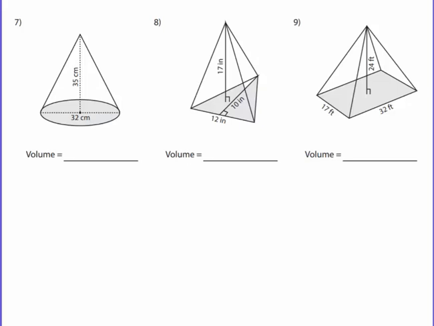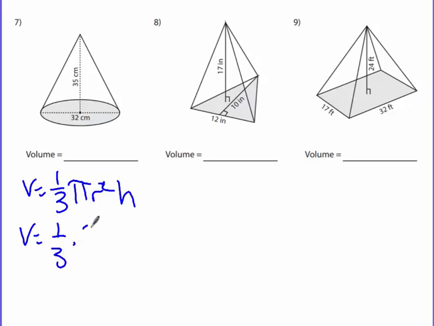Okay, now we've got some pyramids and cones. So number 7, this one is a cone, so we know our formula starts off with 1/3 capital BH. Well, our B is a circle, so that means it's pi r squared, and then times our h. Okay, so volume is equal to 1/3 times 3.14 times. Now I'm given the whole diameter here, so I only want the radius, which is 16. So times 16 times 16 times, and our height is 35.